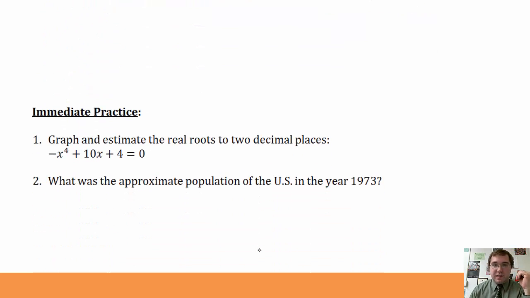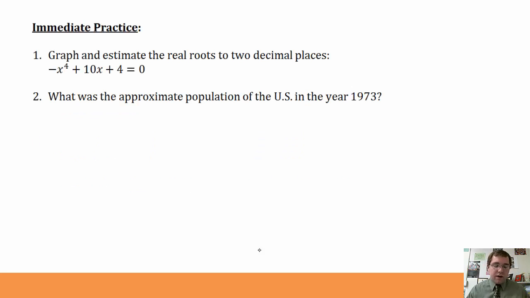Or take AP Statistics. Here are your immediate practice problems. Number 1, graph and estimate the real roots to 2 decimal places. So on your calculator, be careful. In order to do a negative, you're not using the minus sign. You're using the button next to the decimal point. That is a negative. Do not press minus x to the 4th, because then it's trying to subtract and it doesn't have anything to subtract from. So use the negative button, which is the button to the right of the decimal point.